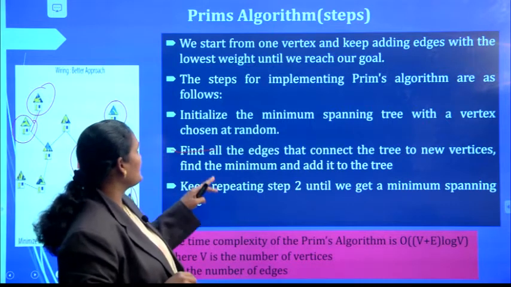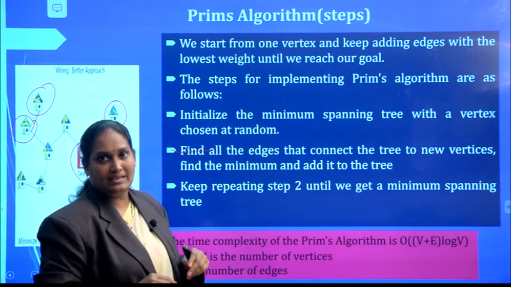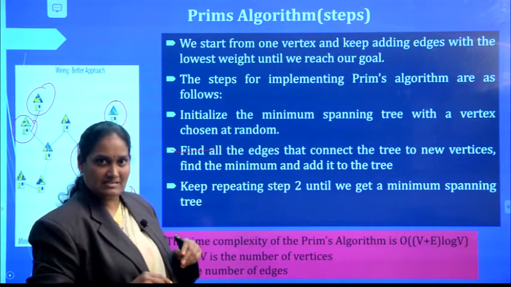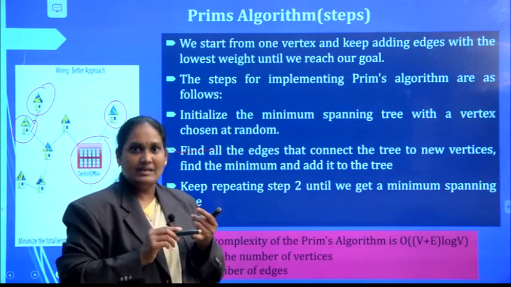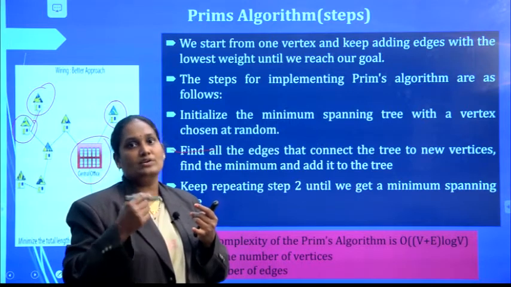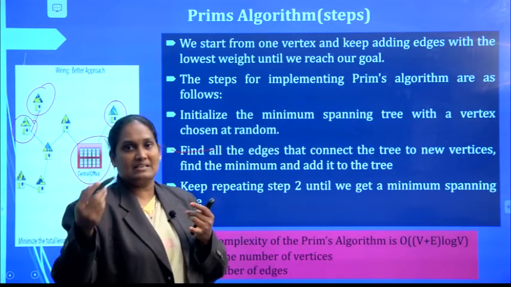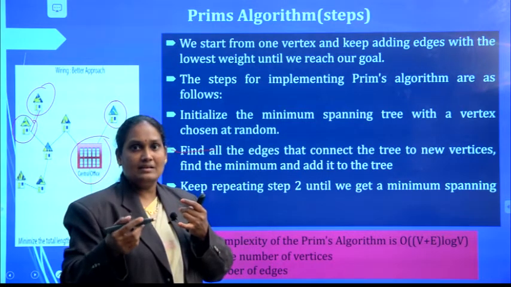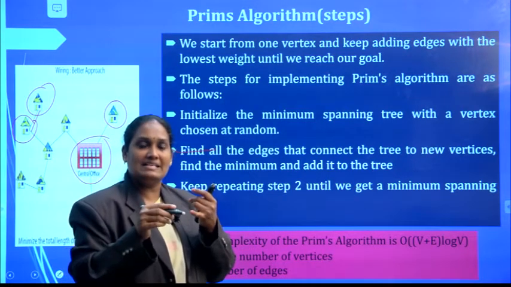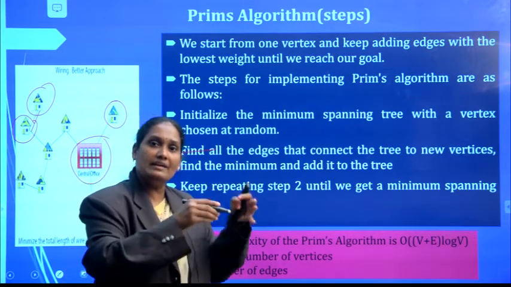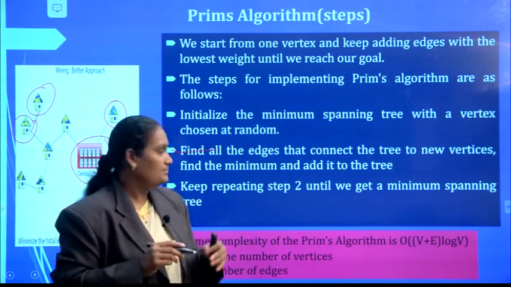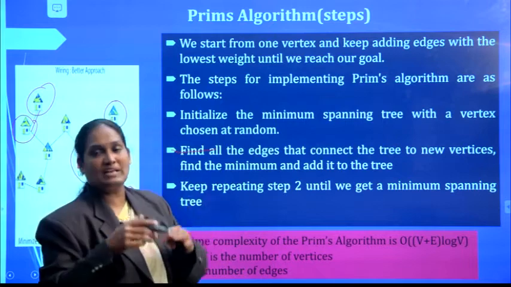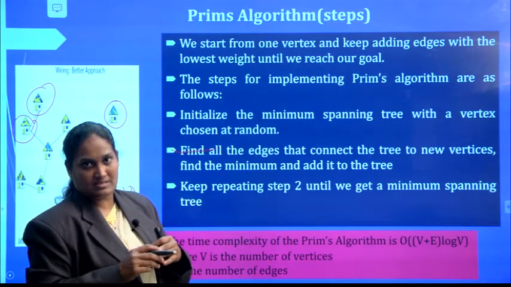So these are the steps that we need to follow for finding a minimum cost spanning tree in the case of Prim's algorithm. First we select one vertex randomly. Later we select the next vertices which have minimum cost and which are incident on already included vertices. That process is repeated till we get the minimum cost spanning tree.